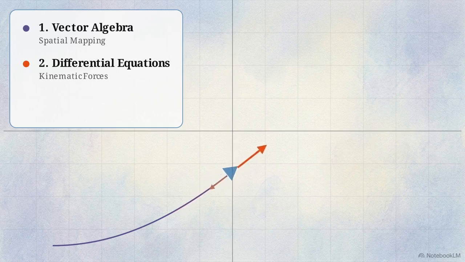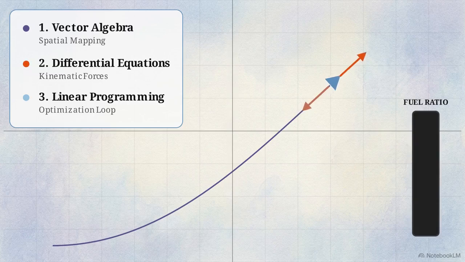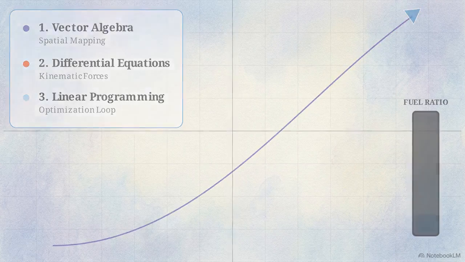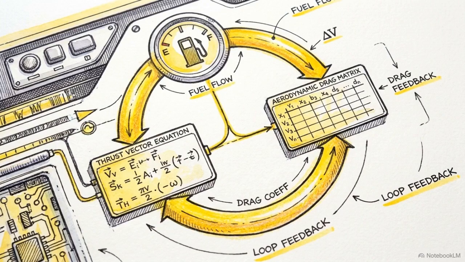When mapping launch vehicles, engineers use vector algebra to establish 3D trajectories. This spatial output feeds differential equations to model shifting thrust and aerodynamic drag. Linear programming closes the loop, optimizing the fuel-mass ratio based on drag data. To optimize a single variable like fuel consumption, MDO proves you must continuously recalculate the entire mathematical chain.